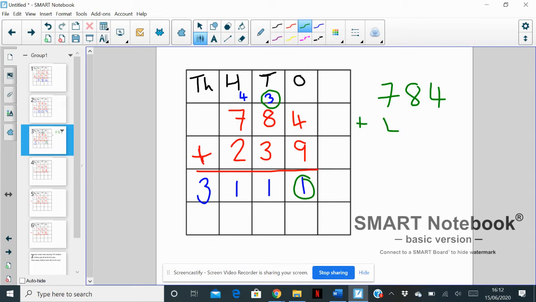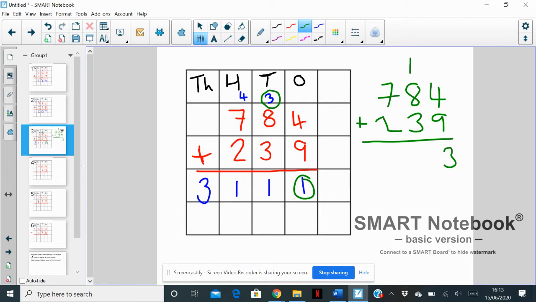I'm going to show them what it should look like. So 4 plus 9 should be 13. So I regroup the 1, and keep the 3 in the ones column. Now I've got my tens column, so it should be 1 add 8 add 3.